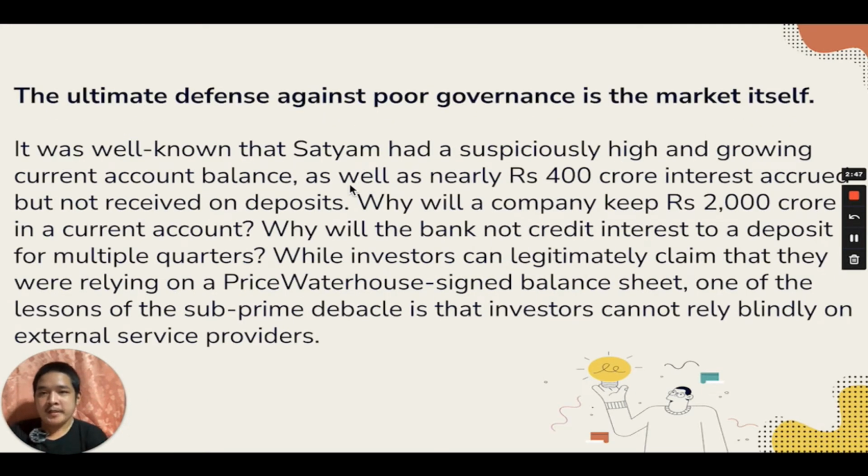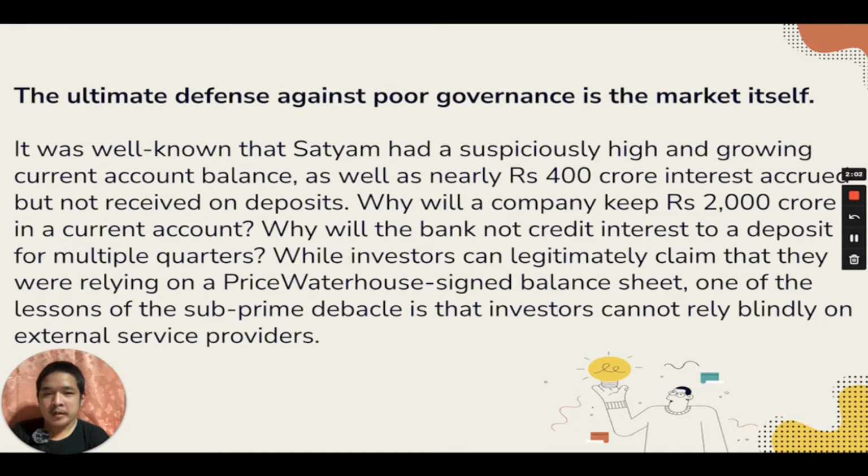The ultimate defense against poor governance is the market itself. It was known that Satyam had a suspiciously high and growing current account balance, as well as nearly Rs 400 crore of interest accrued but not received on deposit. Why would a company keep Rs 2,000 crore in a current account? Why would a bank not credit interest on deposits for multiple quarters?